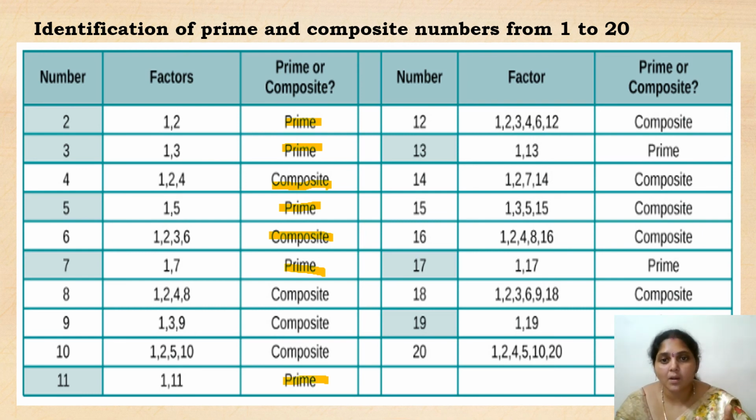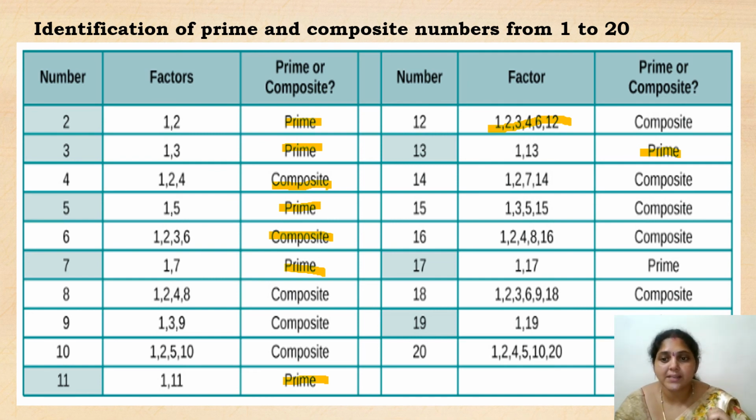Coming to the next column, I have taken from 12 to 20. So 12, if you observe here, there are 6 factors for 12. Yes, it is a composite number because it is having more than two factors. What about 13? It is having only two factors, 1 and the number itself, that is 13. So it is a prime number. 14, if you observe 14, you are having more than two factors.